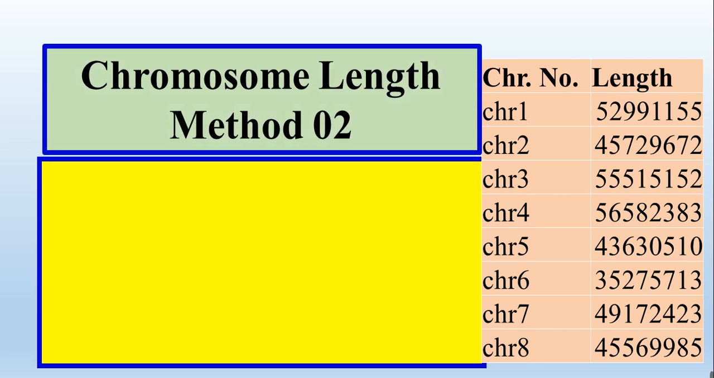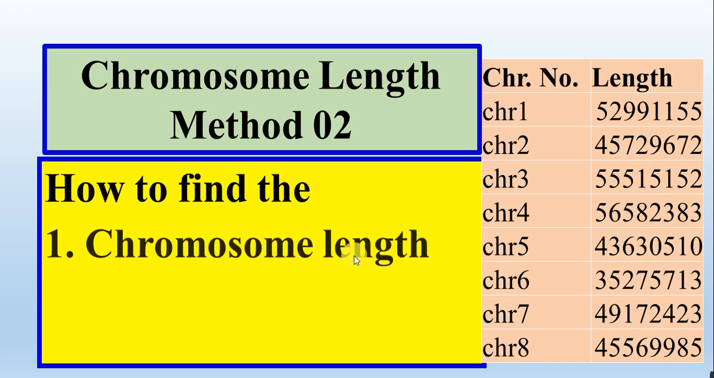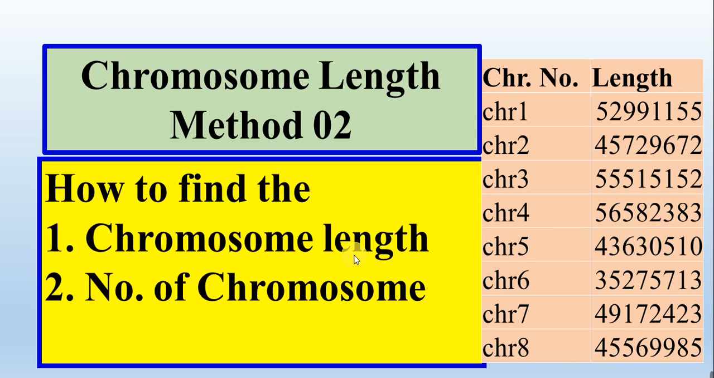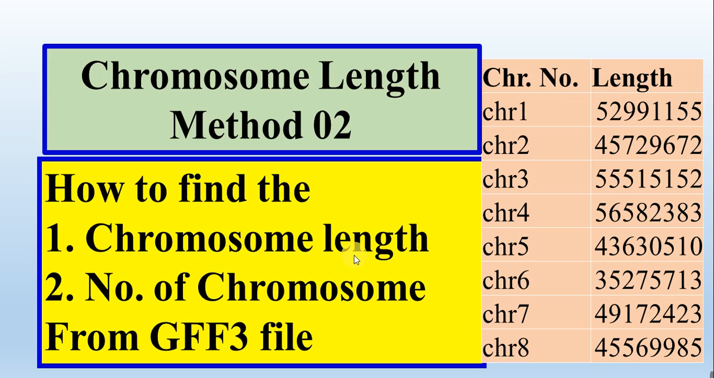This is the second method to find out the chromosome length of an organism or the number of chromosomes. In the first method, we used the genomic file of an organism to find out the number of chromosomes and the length of each chromosome. But in this video, we will find how we can find the chromosome length and the number of chromosomes from a GFF3 file. In the first method, we used the genomic file of an organism, but in this method, we will use a GFF file. So let's start.